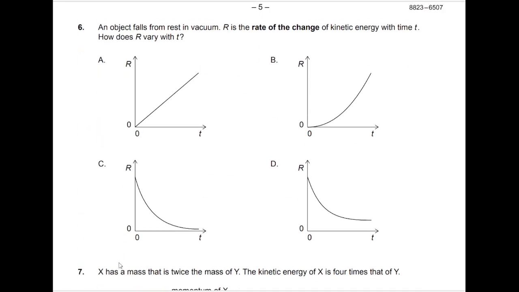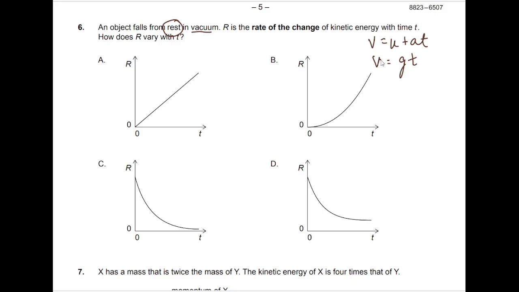Question number 6 says, when an object falls from rest in vacuum. It's vacuum, so that means the acceleration will be constant. R is the rate of the change of kinetic energy with time. How does R vary with t? So if I write the equation, because it is in vacuum, I can write V is equals to U plus AT, because this is uniformly accelerated motion, or I can simply write it as V is equals to GT, because initial velocity is 0, since it is falling from rest, and it is falling in vacuum, so I can consider acceleration to be equal to g.